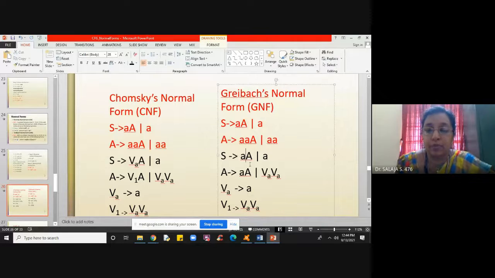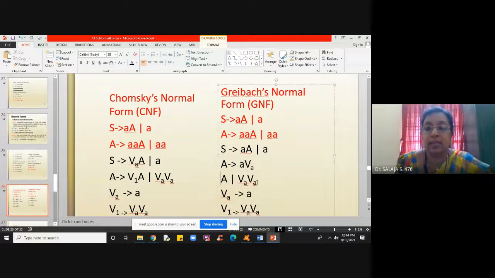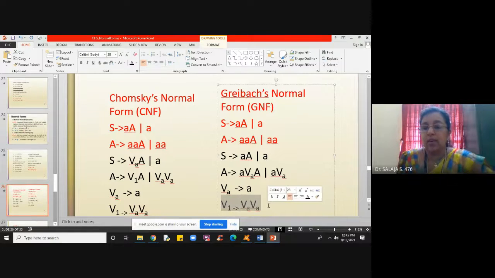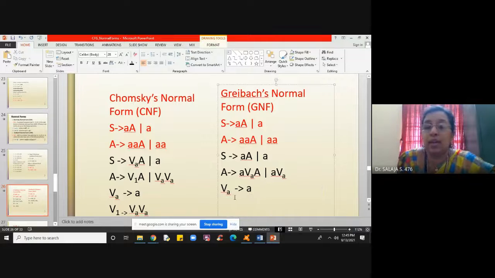And therefore I have to substitute the second A. The first A, I'm keeping as such. The second A, I'm replacing it by VA. Even in the second alternative, the first A is kept as such. The second one is replaced by VA. So I have only one new variable and I have only one new production to be added. So you have your Chomsky's normal form and your Greibach's normal form.